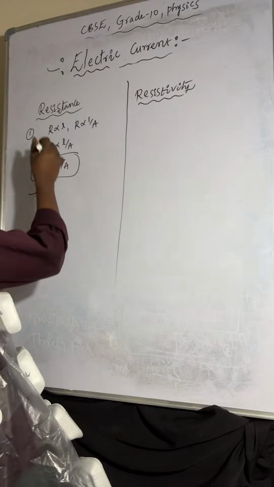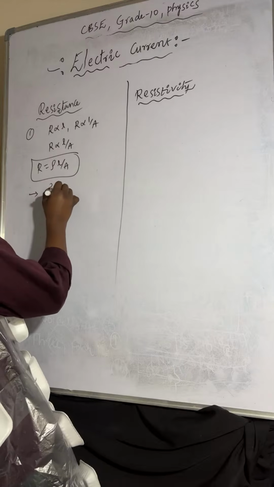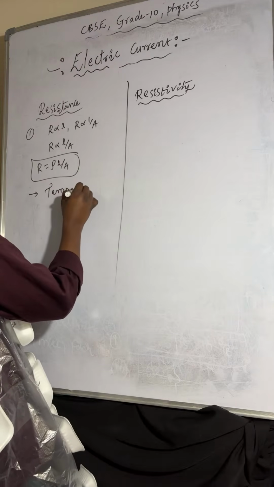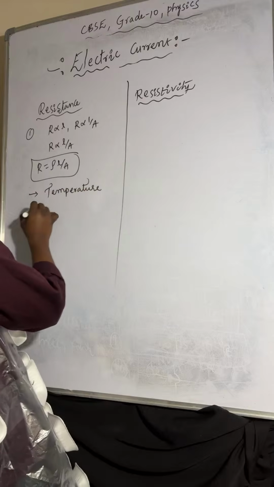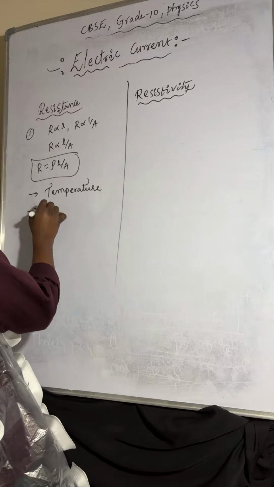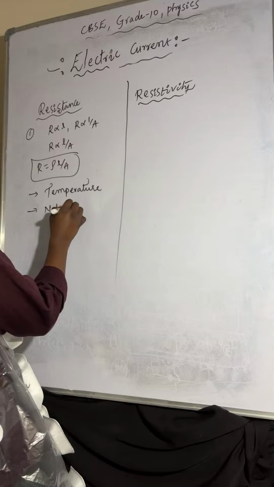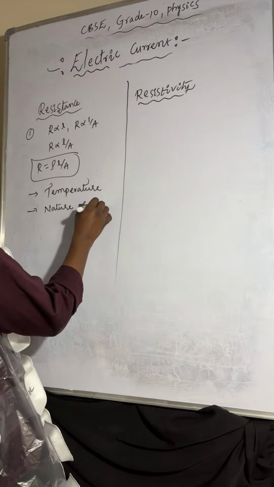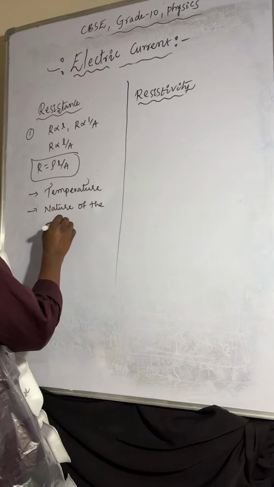Resistance depends on temperature. And the second one, resistance depends on the nature of the material, or the material of the conductor.